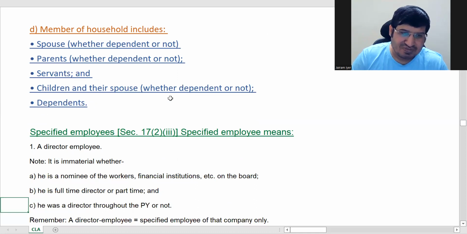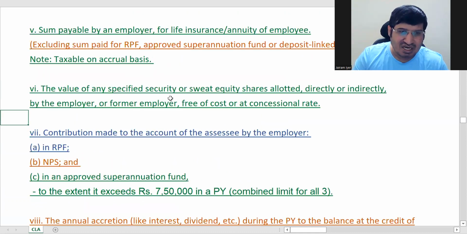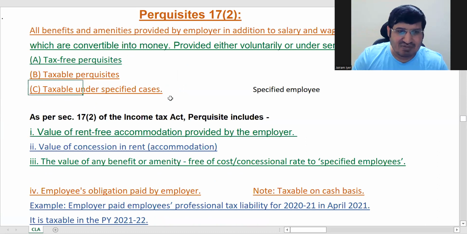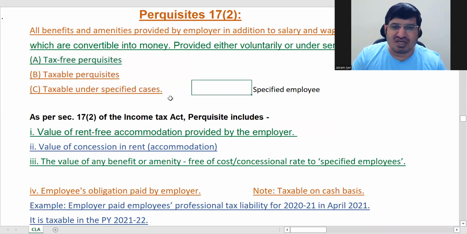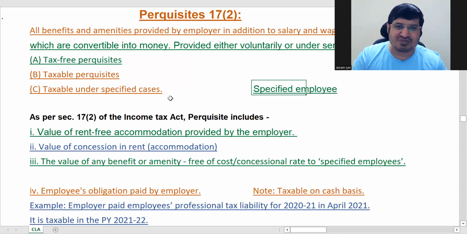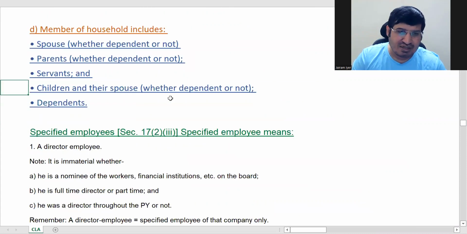So then what is the meaning of specified employees? We discussed quite a bit about specified employees, and even here when we started this, taxable under specified cases. There are three types of perquisite, we said. One is tax free, second is taxable, and third is taxable under specified cases. This was for specified employees. So we need to know what is a specified employee.